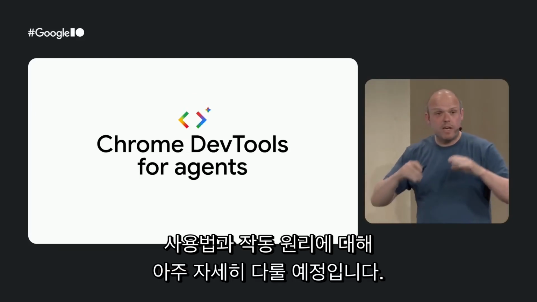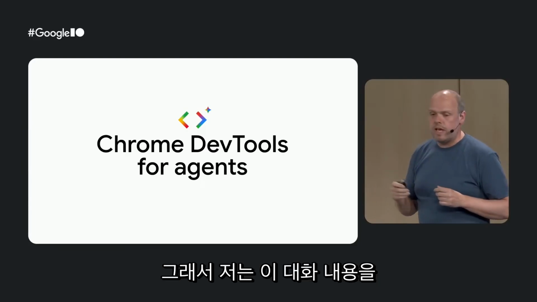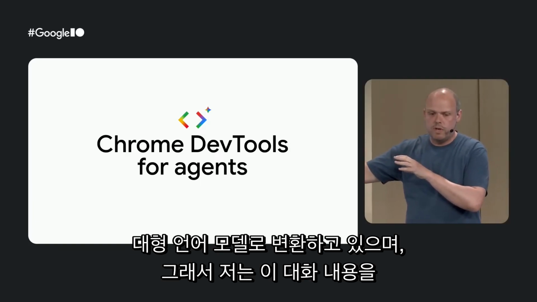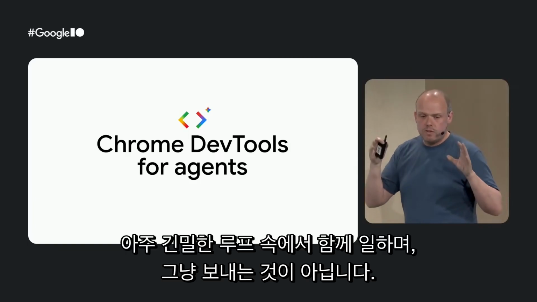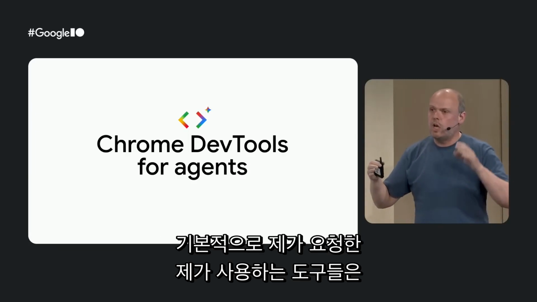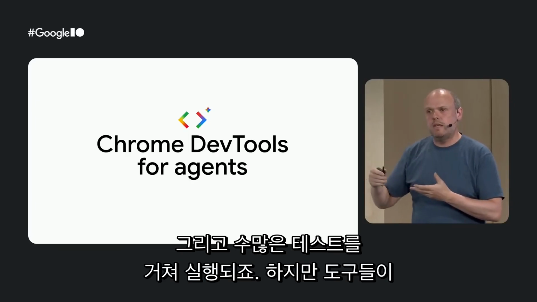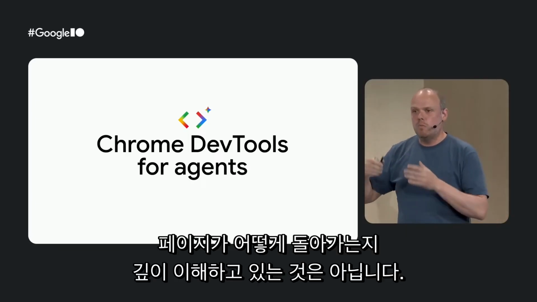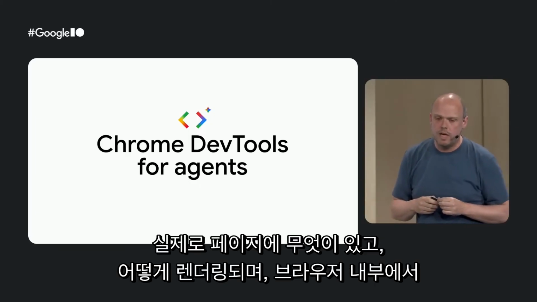So returning to my conversations with my machine, large language models, as I build with agents, I'm not just sending them off to work, right? I actually am working with them in a really tight loop. And my tools do output the code that I requested, and they run it against a battery of tests, but they don't really have a deep understanding of how the page is running, like what is actually on the page, what is rendered, and how it's working inside the browser.